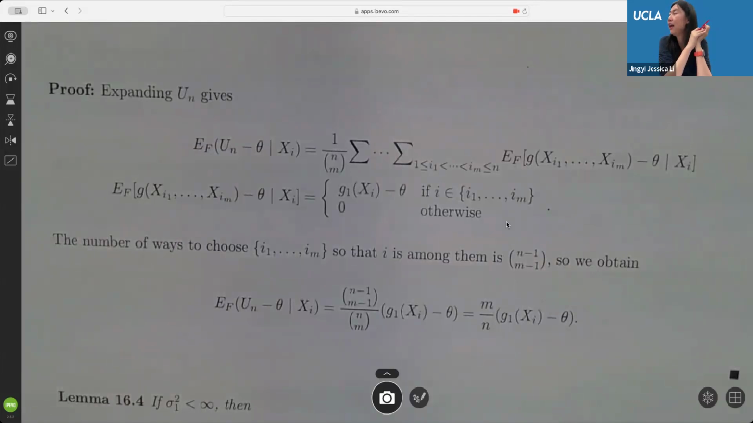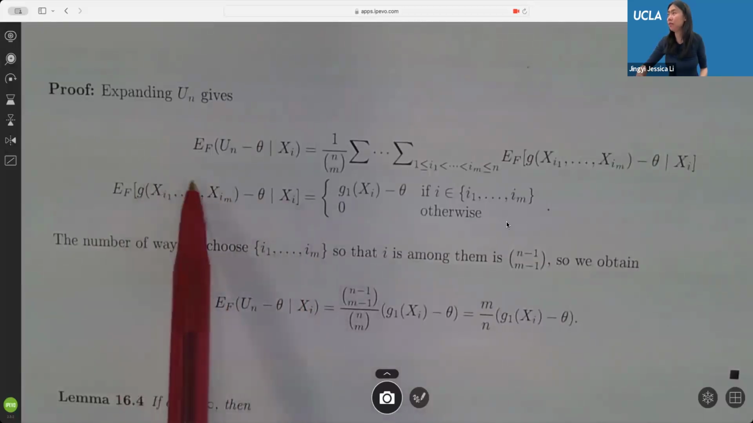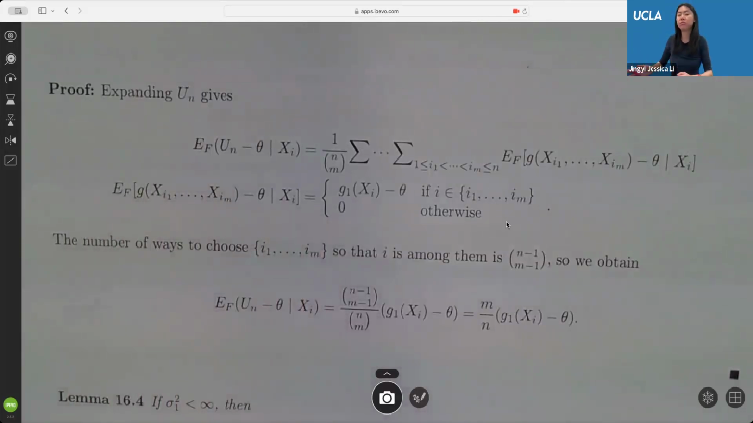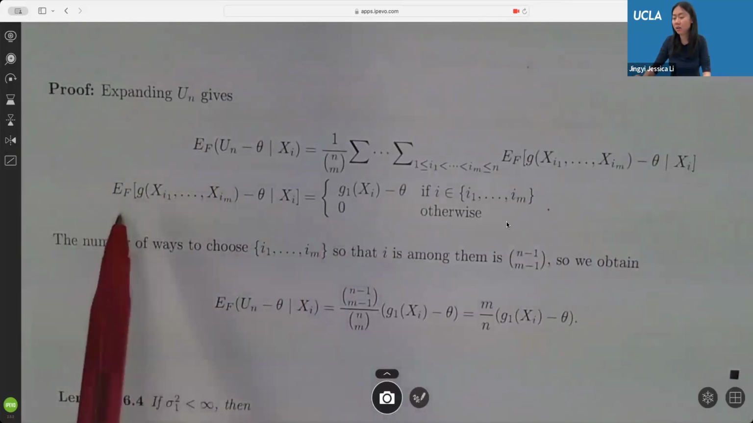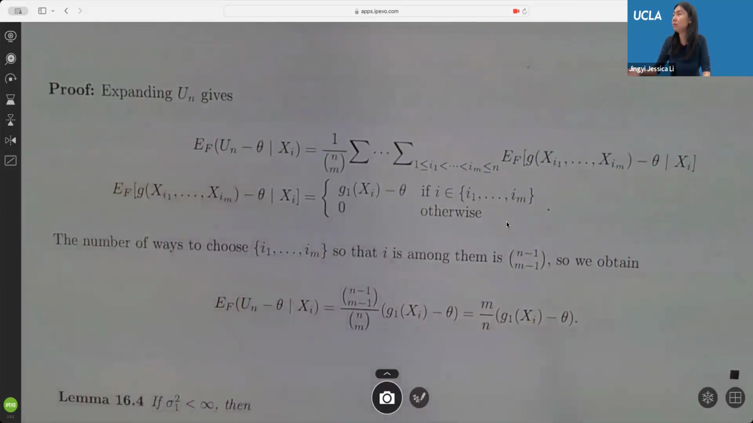That's the definition of H projection. If i is one of them, it's just conditional on one of them, right? And taking expectation of the rest. That's exactly the definition of G1, G1 at xi minus theta. But if xi is not one of them, then the condition is independent of the random variables before it, then this conditional expectation will be equal to the unconditional expectation. And this is the definition of theta as expectation, right? So that's why we get 0.